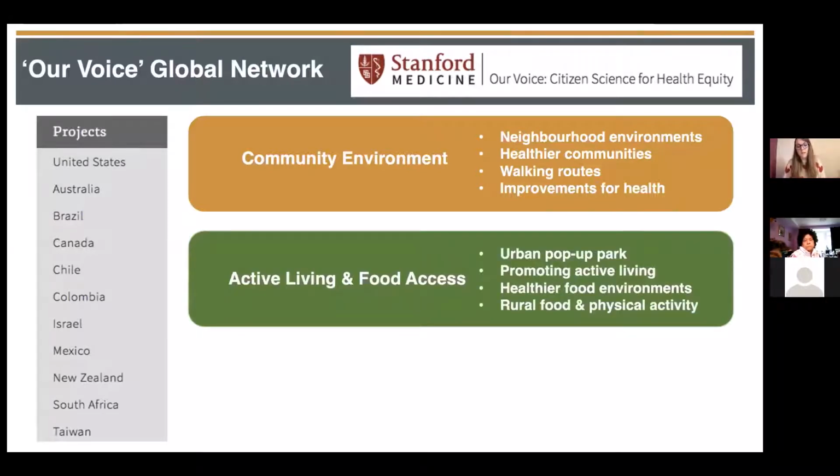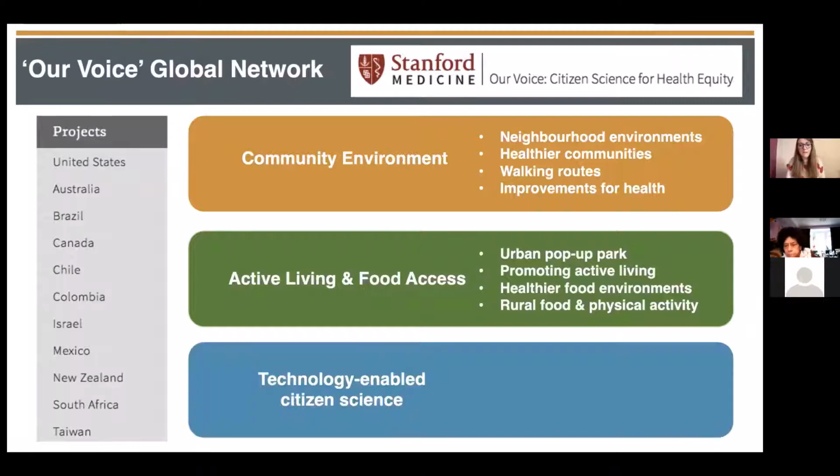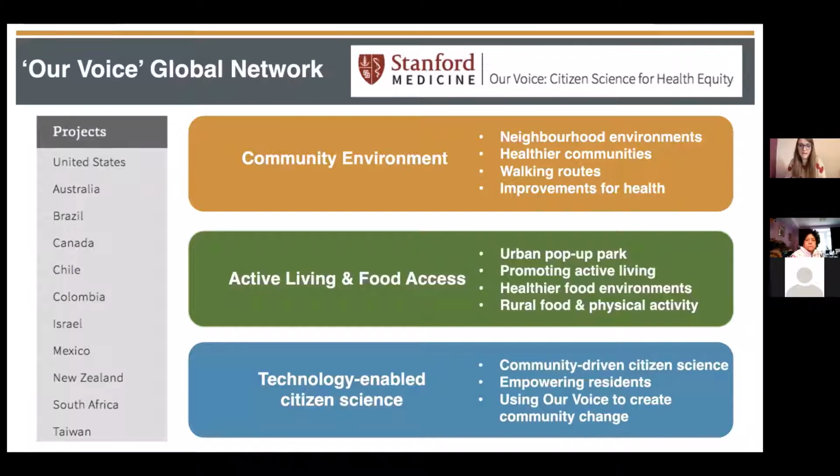So they've looked at evaluating urban pop-up parks and the impact of this on health and active living. They promote active living, and they also look at how to produce healthier food environments. And then they also use technology-enabled citizen science. So they have this thing called the Discovery Tool application, which is put onto a mobile device such as a phone or an iPad, and they use it to basically produce community-driven citizen science, where the technology is used to empower residents to collect data and to use this to create community change based on the data that they've collected.